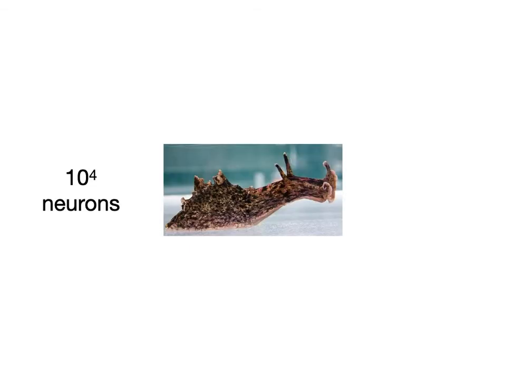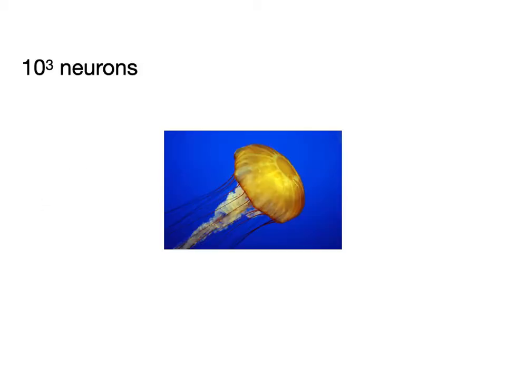Get down to slugs. Really not a lot going on in the slugs, though they still have some decision making and they can crawl around and plan certain things. Keep going. Jellyfish have about 1,000 neurons. They really don't do much. I mean, they have reactions. They can move when touched, right? They can sting when touched. But mostly they just kind of float up and down in the water. But they still have a job to do.